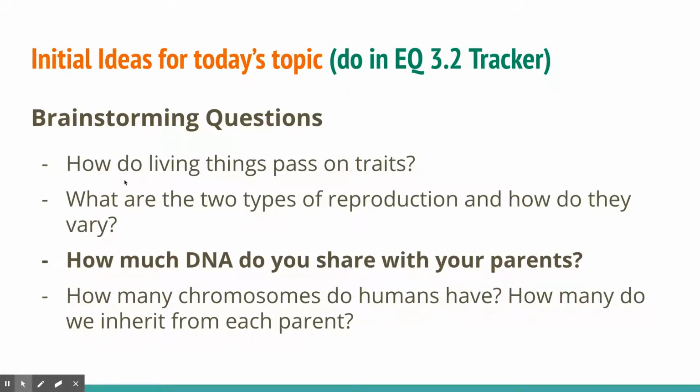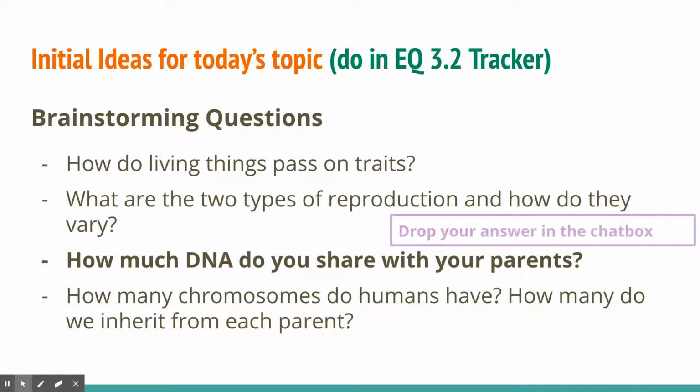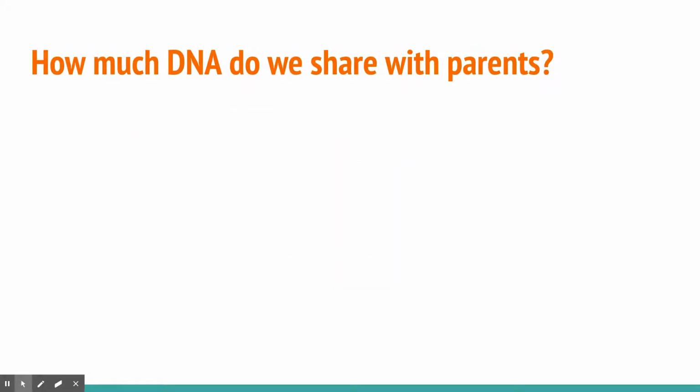So there are a couple more questions that we need to do for our initial ideas. So how do living things pass on traits? What are two types of reproduction and how do they vary? How much DNA do you share with your parents? That's a big question for today. And how many chromosomes do humans have? How many do we inherit from each parent? So take some time to jot down some answers there. And then afterwards, obviously you don't need to drop it in the chat.